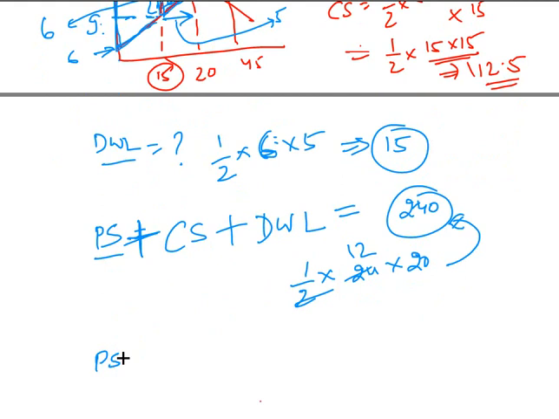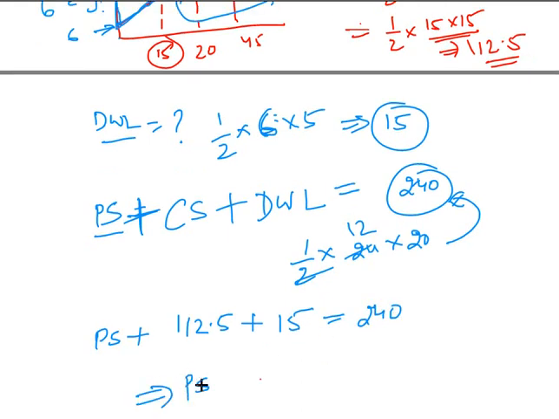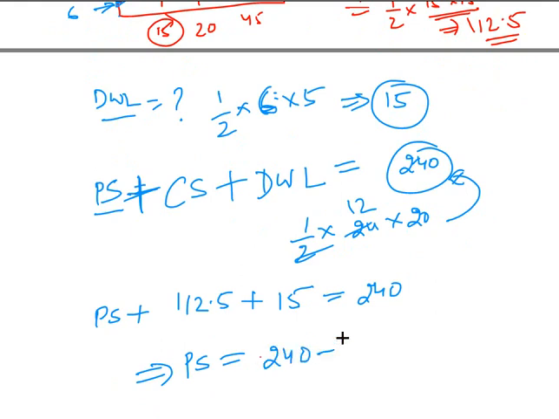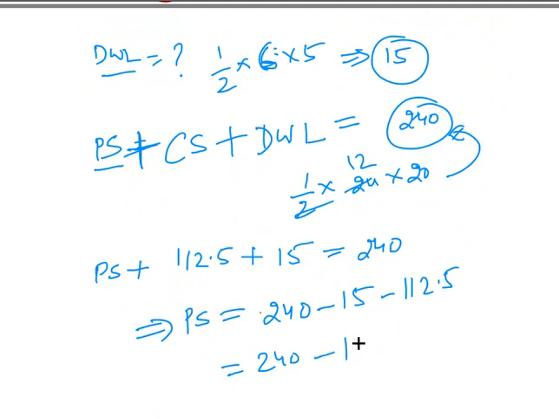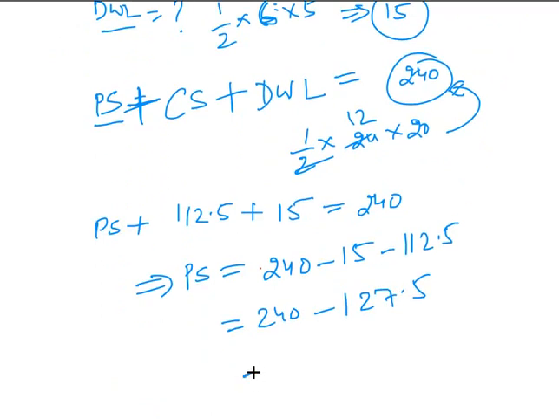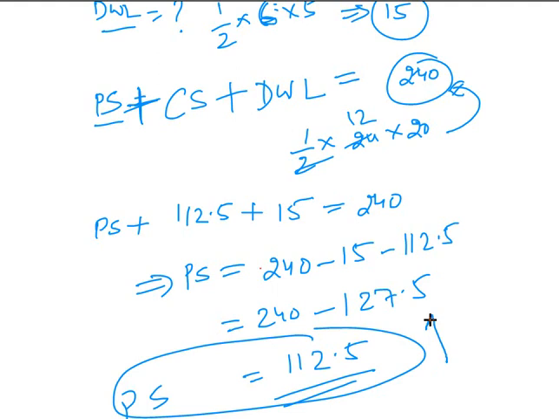But the producer surplus is unknown. Consumer surplus is how much? We have computed 112.5. Deadweight loss we have computed, it is 15. That is equal to 240. So we can compute the producer surplus. It will be 240 minus 15 minus 112.5. It is 240 minus 127.5. It has become again 112.5, right? So the producer surplus is increased this time. So it depends, sometimes producer surplus can increase, sometimes it can decrease because of the price ceiling, price floor.